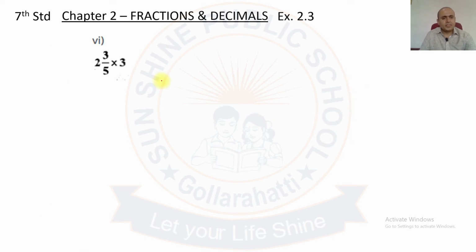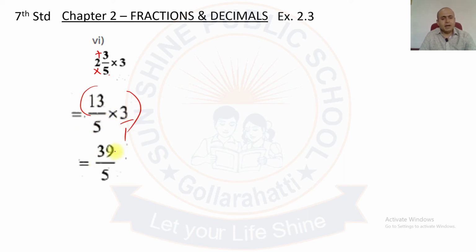Next question. 2 3 by 5 into 3. Before multiplying these two numbers, let us convert this mixed fraction into an improper fraction by multiplying 5 2s are 10, plus 3, that is 10 plus 3 is 13. Therefore 13 by 5 into 3. This 3 can be written as 3 by 1, and we should multiply numerator to numerator, 13 into 3, and denominator 5 by 1. When you multiply 13 into 3, we get 39 by 5.